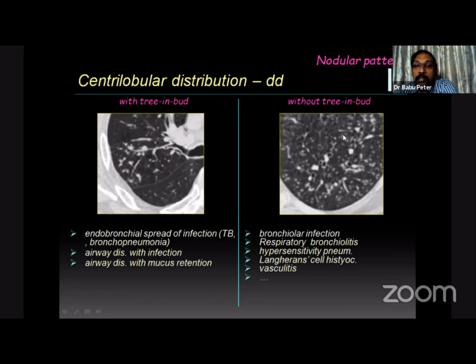And without tree-in-bud appearance, it reflects a bronchial infection, which can be seen in respiratory bronchiolitis or hypersensitivity pneumonitis. So whenever alveoli are involved, it reflects an alveolitis. Whenever centrilobular nodules are seen, it reflects a bronchiolitis, which can be infectious or inflammatory or due to other causes.